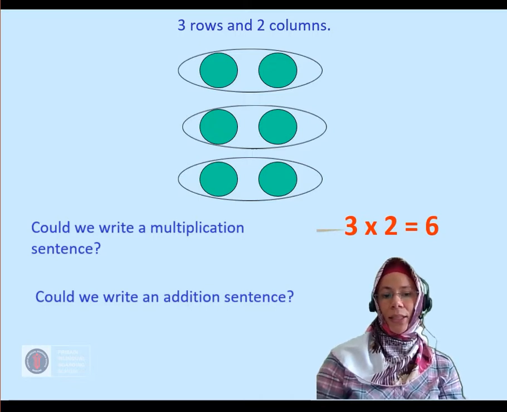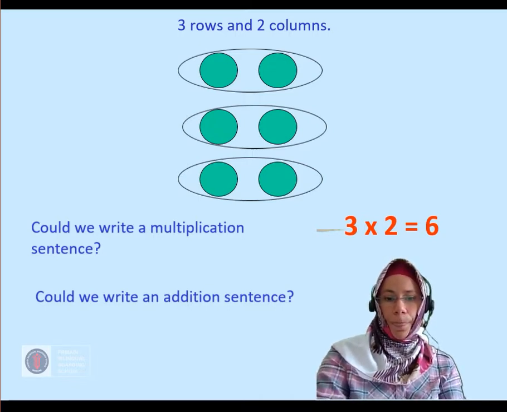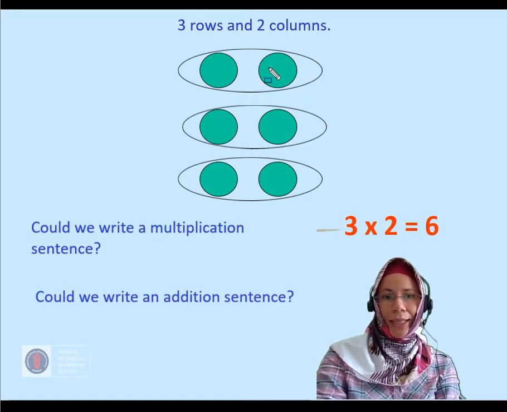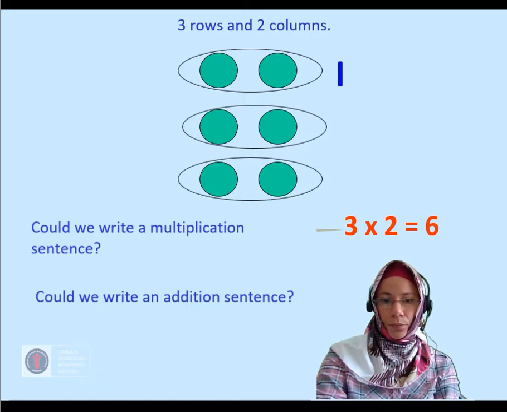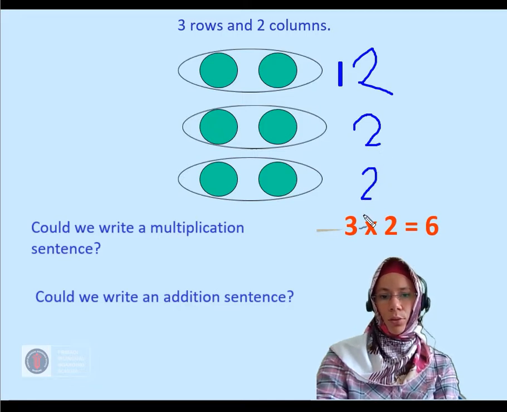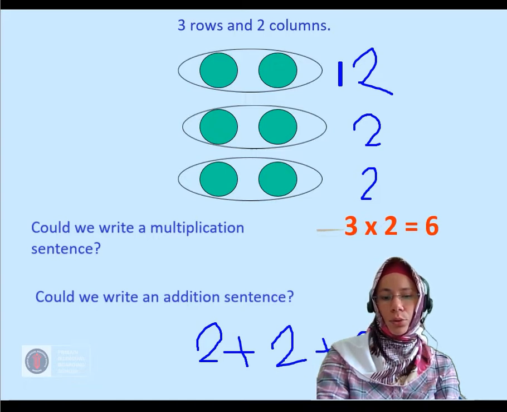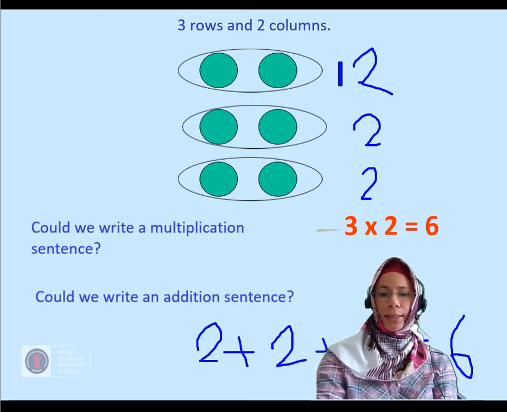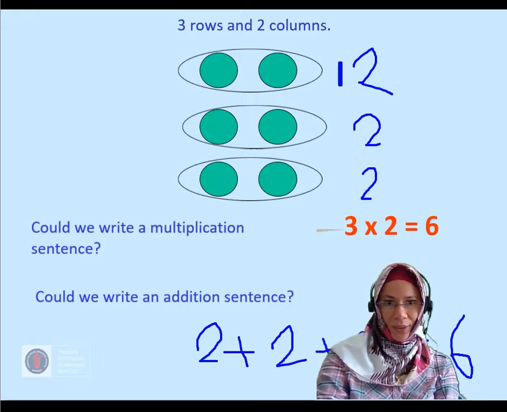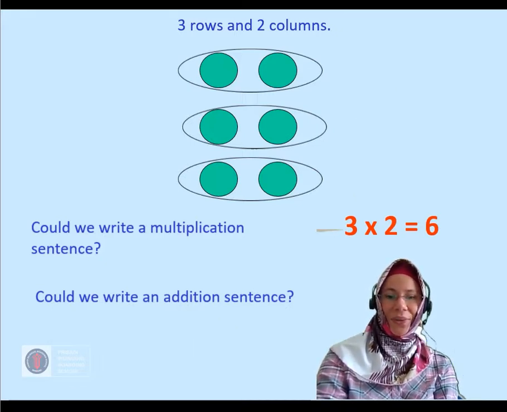How can we write an addition sentence? So let's do it together again. So in each row how many? I'm sorry. Okay, each row has 2. Here is 2, here is 2. So we can add all the 2's in addition. So 2 plus 2 plus 2 equals the total counters, 6. Okay, did you get it? Okay, that's great.